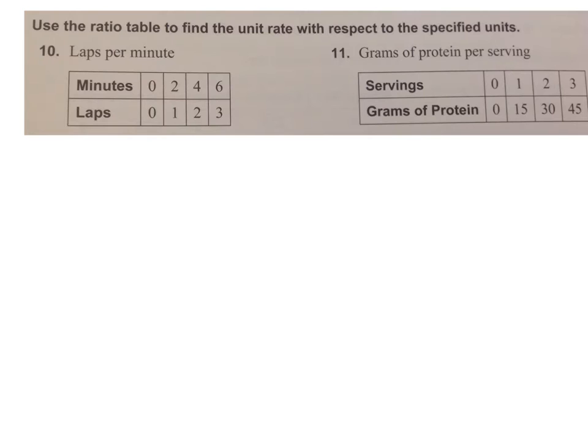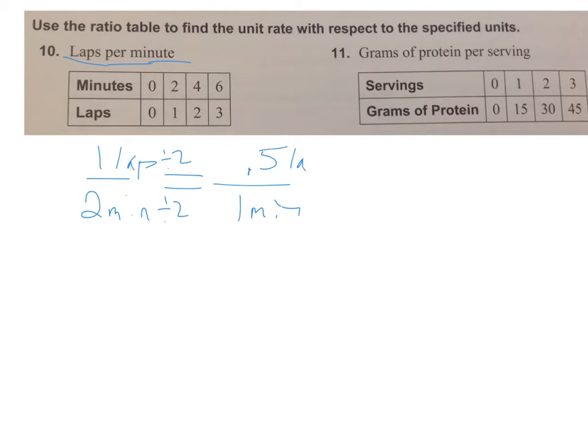Next one. On this one, we're going to use the ratio to find the unit rate with respect to the specified units. In this case, it is laps per minute. Obviously 0 laps and 0 minutes doesn't help us out much. But if we go 1 lap in 2 minutes, we want to know what the unit rate is. It's the one on the bottom here, since it's laps per minute. Minute came second. We're going to divide by 2 because we want the bottom to be 1. So we're going to have 1 minute here, and then we're going to divide by 2 on the top. 1 divided by 2 is 0.5 laps, or half a lap.